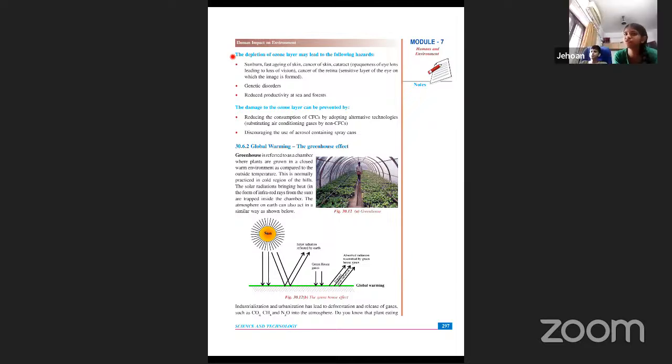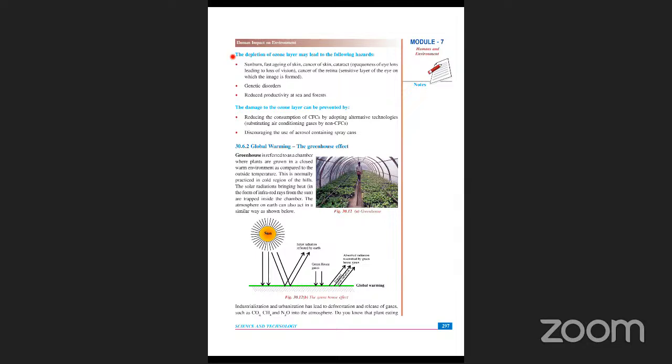The depletion of ozone layer may lead to the following hazards: sunburn, fast aging of skin, cancer of skin, cataract, opaqueness of eyelids, bleeding, loss of vision, cancer of the retina, the sensitive layer of the eye on which the image is formed, genetic disorder, reduced productivity of forests.